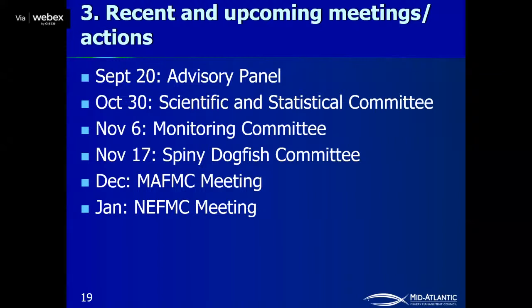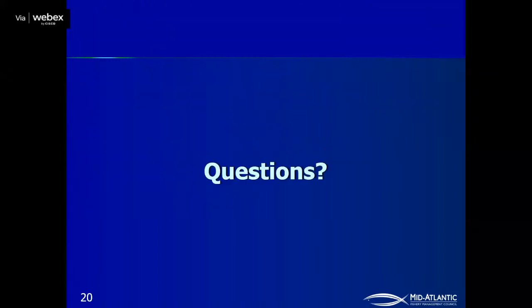You'll have the full typical fishery performance report for the December meeting. On October 30, the SSC will look at this and provide an ABC. There's a monitoring committee meeting to decide what we do with that, changing whatever management measures may be needed. The Spiny Dogfish Committee will meet November 17, and then it's jointly managed with New England, so the December Mid-Atlantic meeting and the January New England meeting. Again, no decisions today, but that's a little foreshadowing of some potentially difficult decisions in December. Thanks.